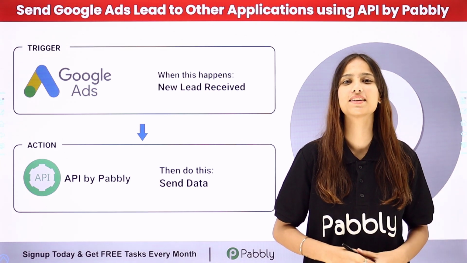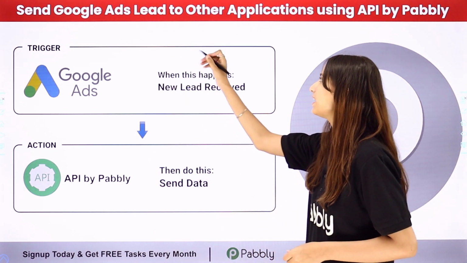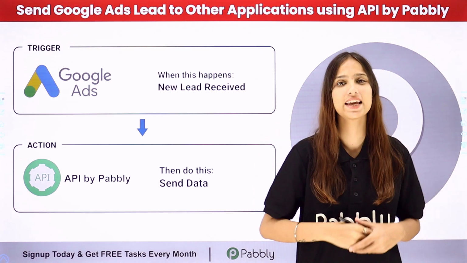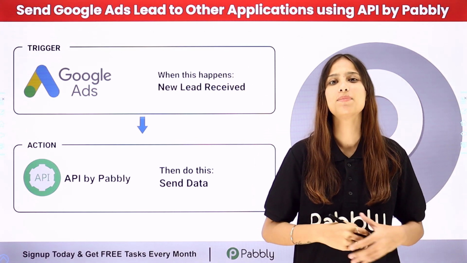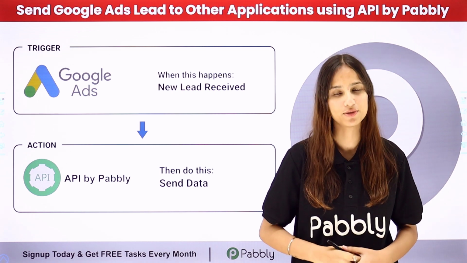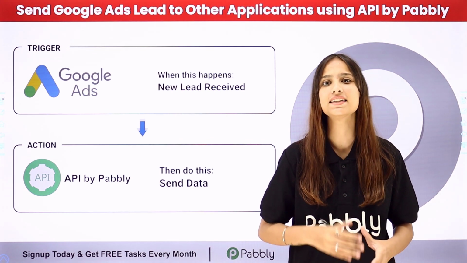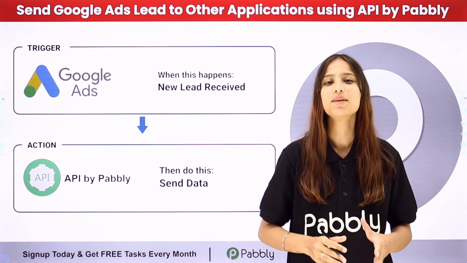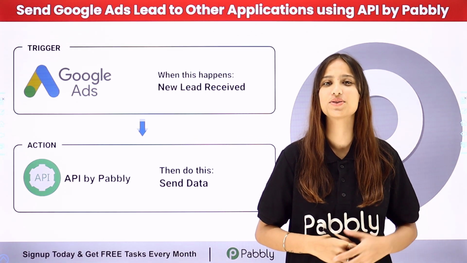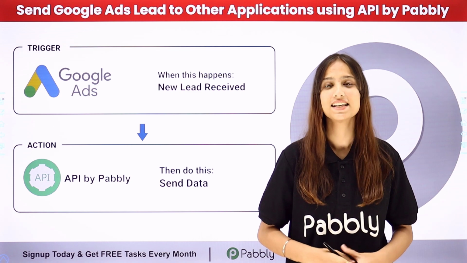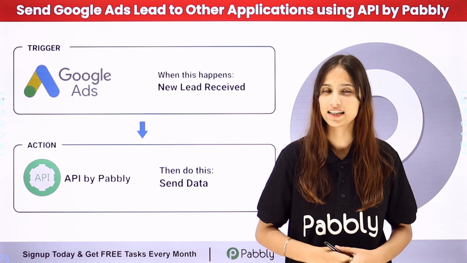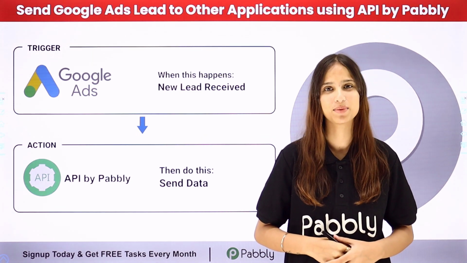So in today's video we will understand how to send Google Ads lead to other applications using API by Pabbly. API by Pabbly is a very interesting and powerful tool of Pabbly Connect. By using API by Pabbly you can send the data to other applications. Here my objective is that whenever I receive a new lead through Google Ads, I want to send the data of that lead to another application by using API by Pabbly.